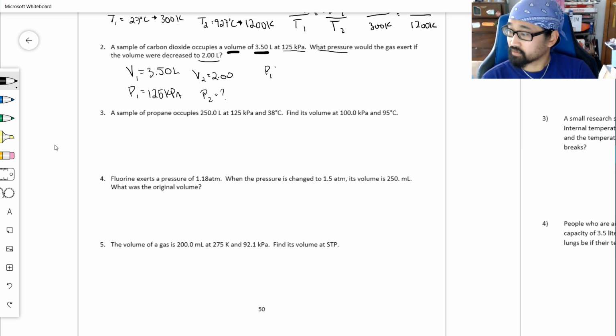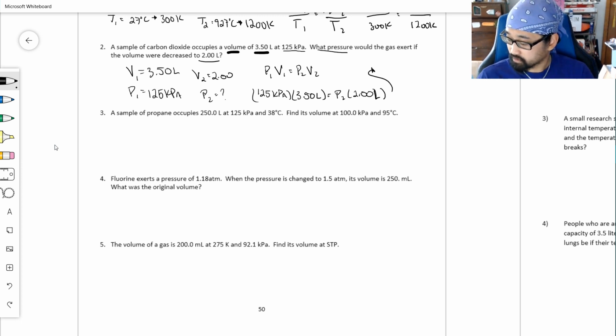So the way that I would set it up would just be P1 V1 equals P2 V2. So 125 kPa times 3.5 liters should equal P2 times 2 liters. There we go. And if I do this math really quickly, sorry, possible mistake there. Let's do this. There we go. 125 times 3.5.